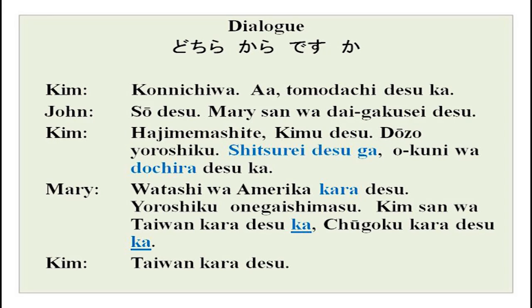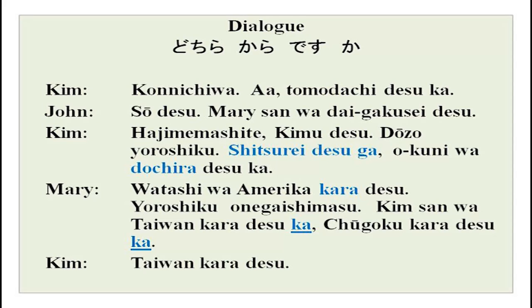Shitsurei desu ga, okuni wa dochira desu ka? Shitsurei desu ga is a phrase which means I am sorry for inquiring, but, and whatever follows is what the person wants to know. So, I am sorry, I am asking you something directly like this. Shitsurei desu ga, I apologize, but okuni wa dochira desu ka?